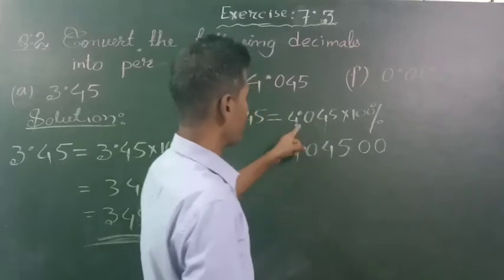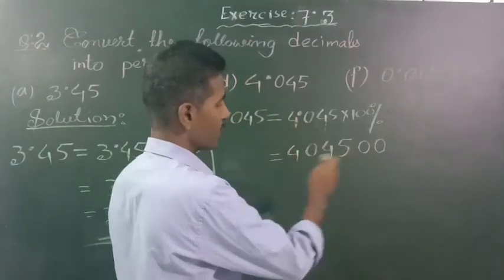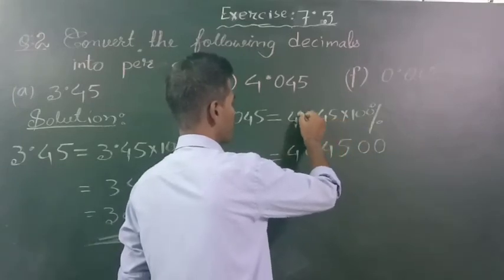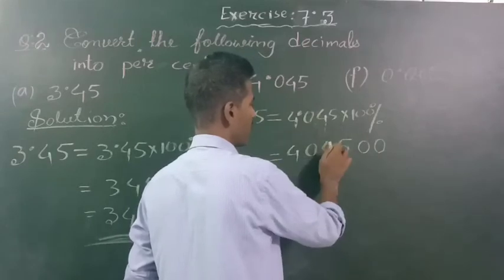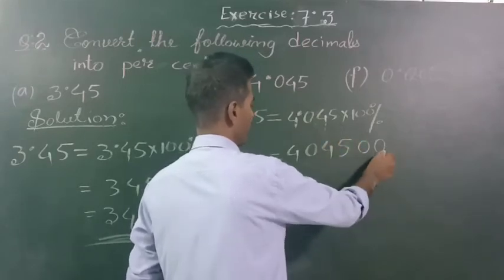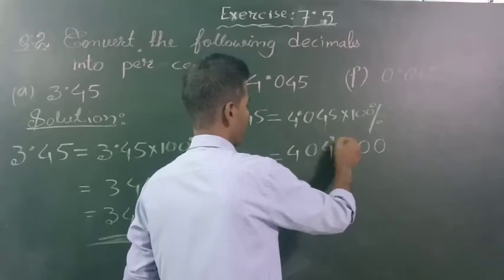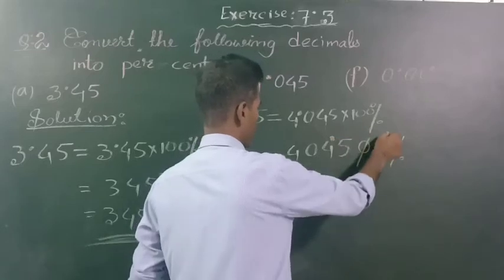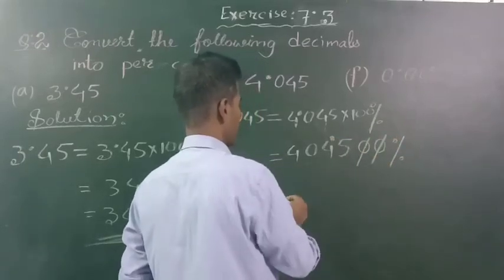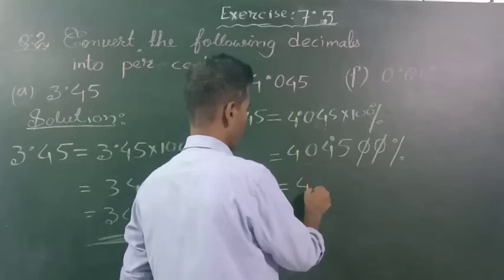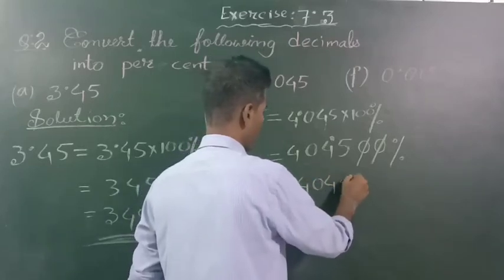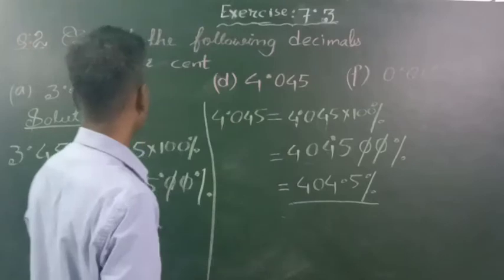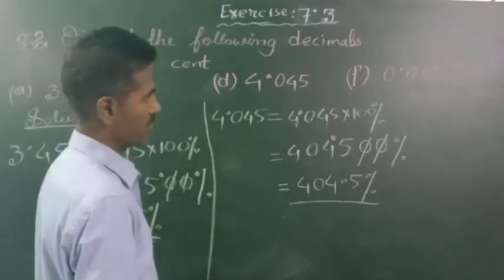Now we'll count the decimal is before how many digits from the right hand side. See, from the right hand side, 1, 2, 3 digits decimal. So now here also I'll put the decimal before 3 digits from the right hand side, 1, 2, 3 decimal, and this percent will come here. Now after the decimal, the zeros have no value, so I'll cut these zeros. Now what remains? 404.5%. Okay, this is the solution of question number 2, sub question D.